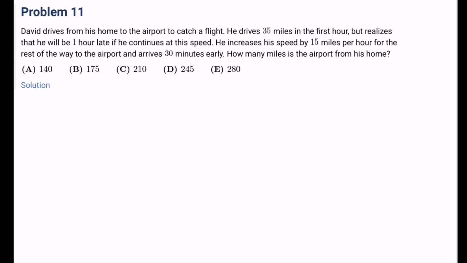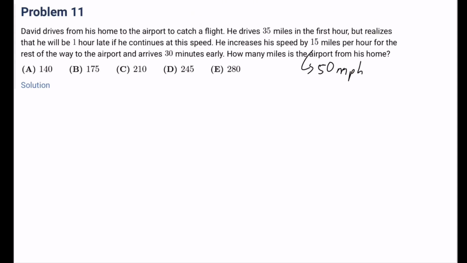Okay, so if he increased his speed to 50 miles per hour, that just means that he was going 50 miles per hour. Now we have to focus on the time difference. If he went 35 miles per hour, then he will be 1 hour late, but then since he went 50 miles per hour, he was 30 minutes early.